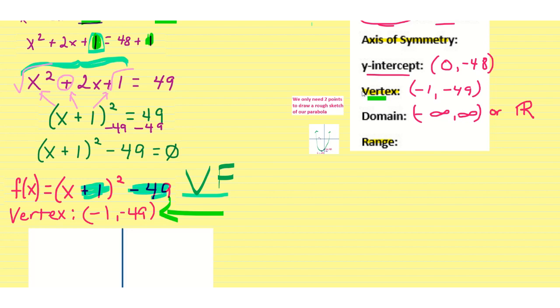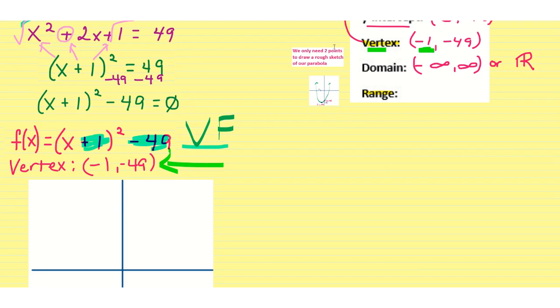Now that I know my vertex, I actually now know my axis of symmetry, because my axis of symmetry will go right through the center of my vertex, and it'll be identified by a line that goes through the x value of my vertex. So my axis of symmetry will be based on this x value. My axis of symmetry is a line, and so it has the equation x equal to -1. But like I said, you just need to understand that this -1 helps me identify the axis of symmetry. Okay, and range. Let's go ahead and start graphing it. That's what we need to do.